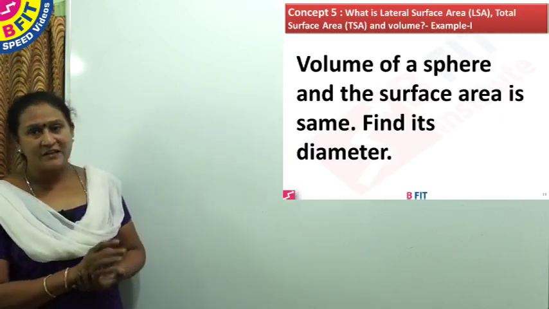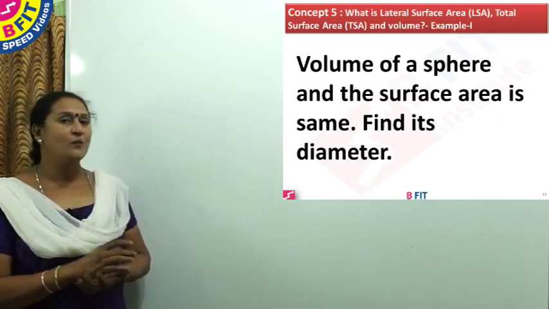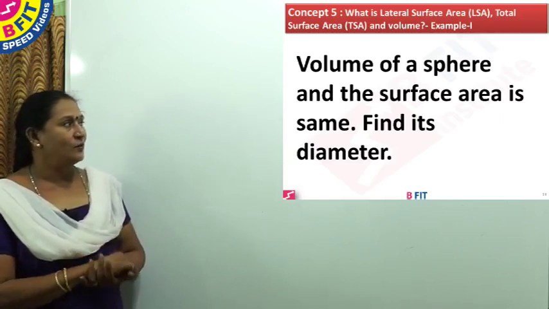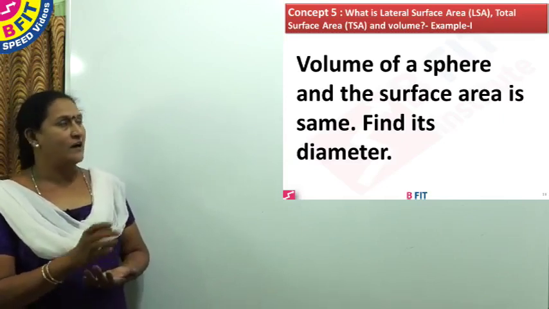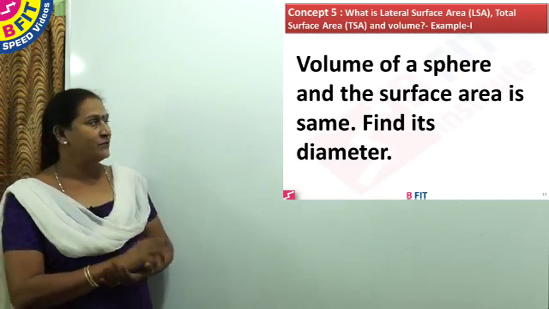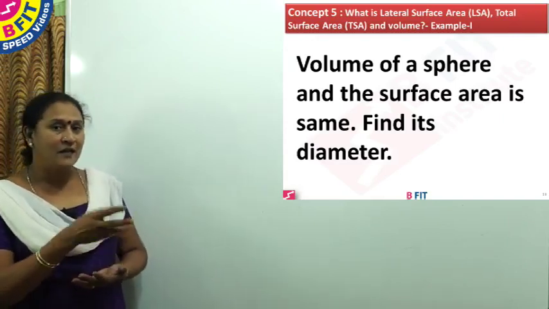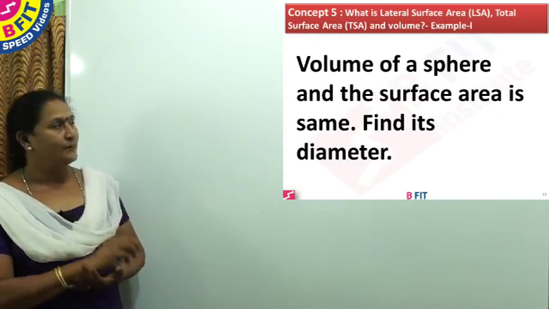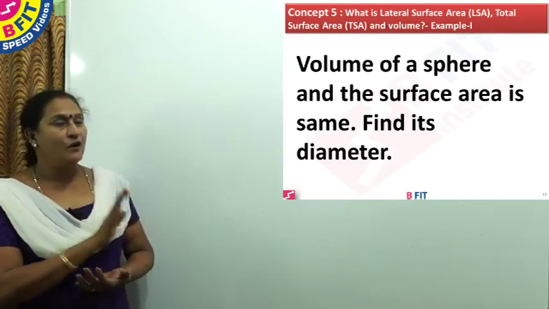And what is the surface area of a sphere? It is 4 pi r square. So equating both, we can find the value of r. Equating this, we will get r equal to 3, and the diameter is double the radius, it is 6. So here this is a default value.